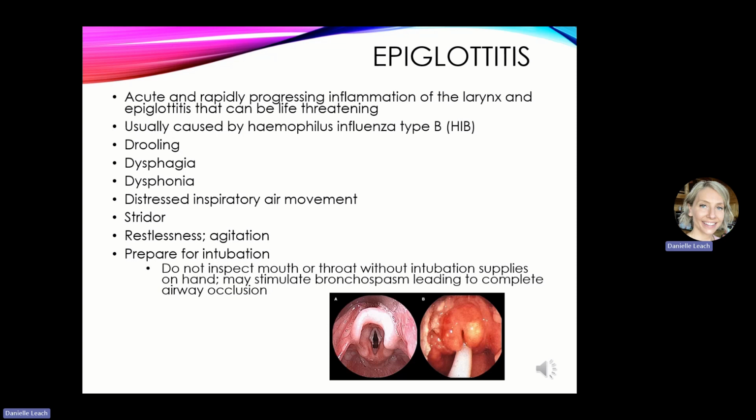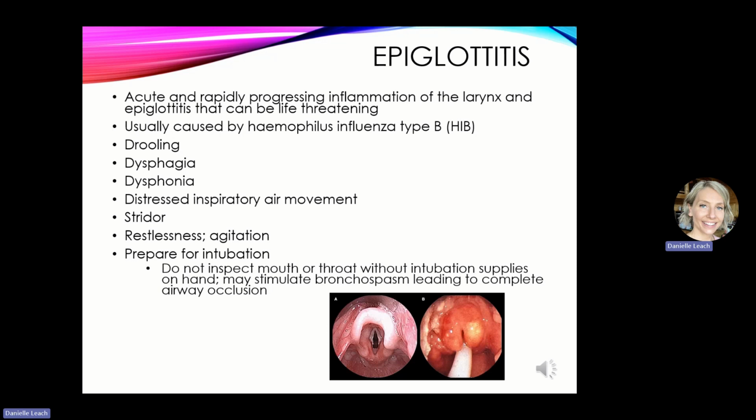This is a little bit more rare now than it used to be because we do have a vaccine for Hib, but a lot of people probably are refusing this vaccine because they probably don't even know what it is. So it's not totally eradicated, but it is something that can be very dangerous that we need to look out for, even though it is less common than it used to be.